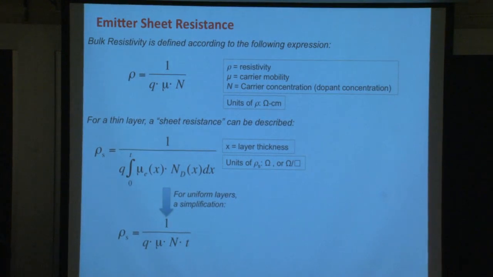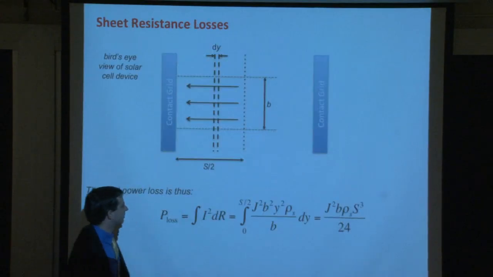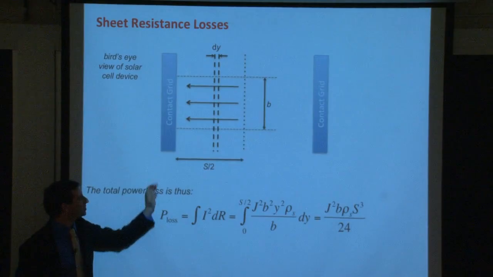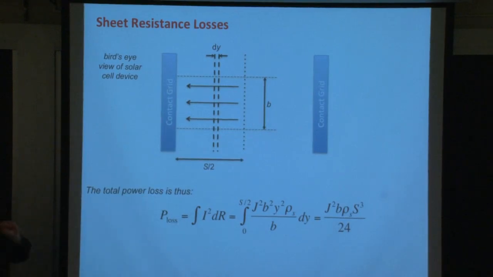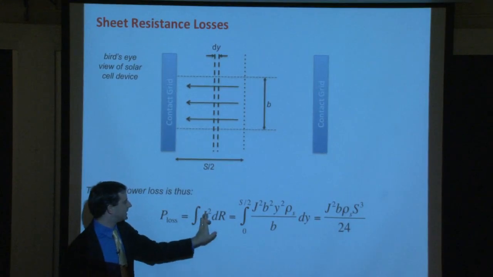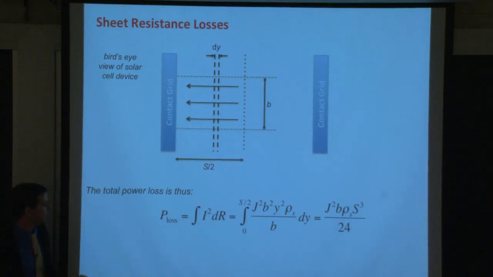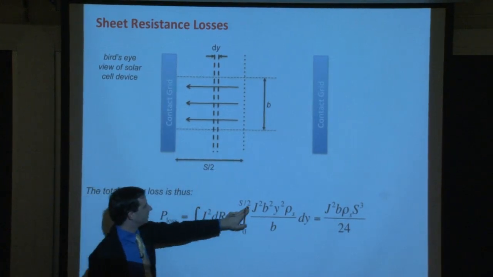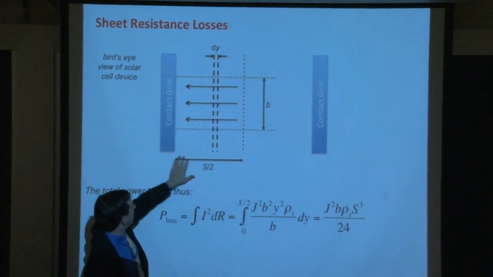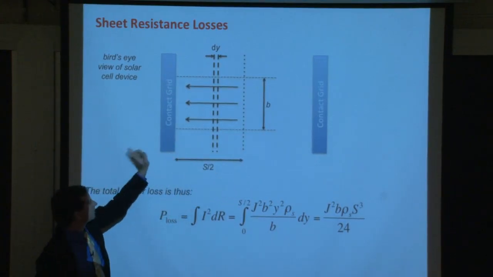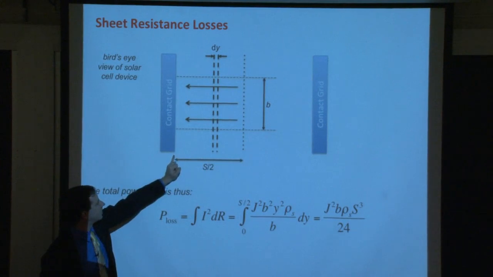And now we have to convert this into some meaningful parameter for an actual solar cell device. If we want to calculate the fraction of power lost due to this emitter sheet resistance, it's fairly straightforward. Since power is I squared R, we have to think about the current as a function of the resistance, as a function of the position here. We're integrating over y, being the lateral dimension, and imagine the separation between contacts is S.